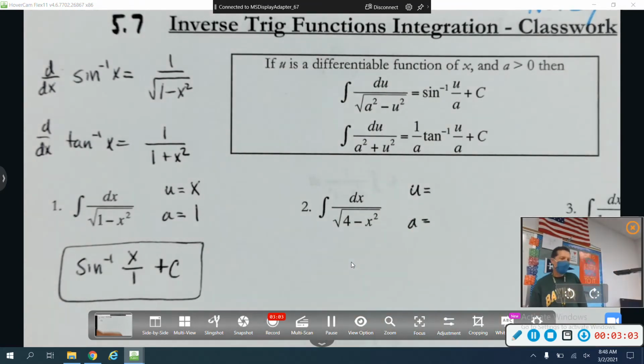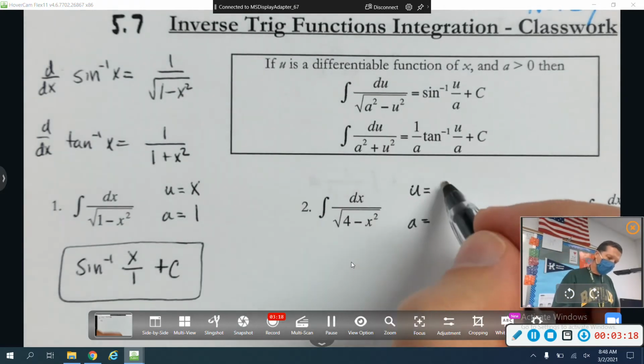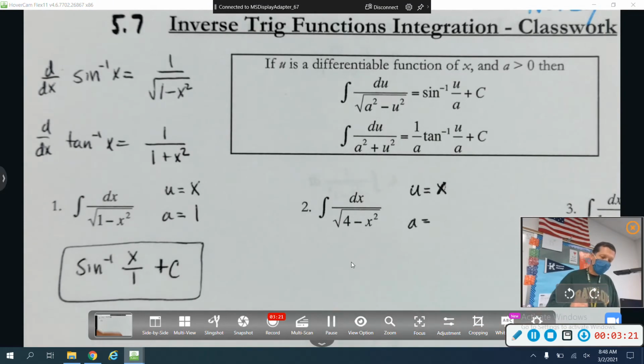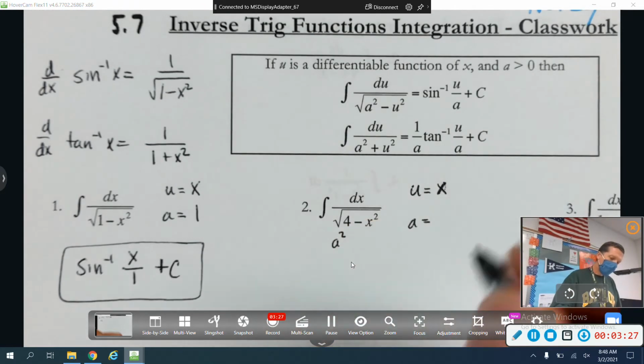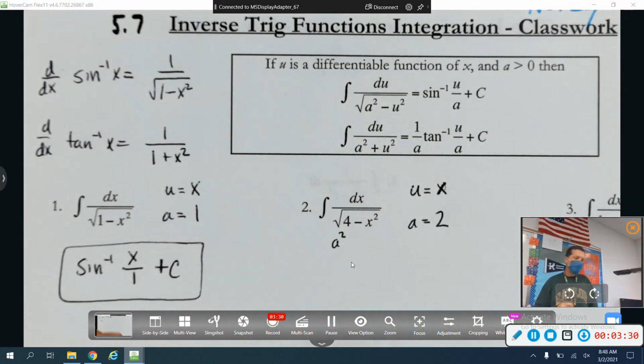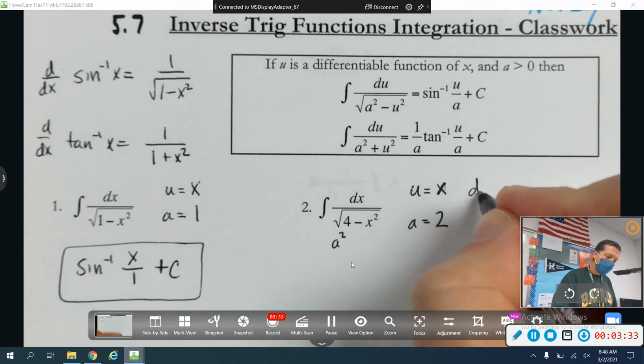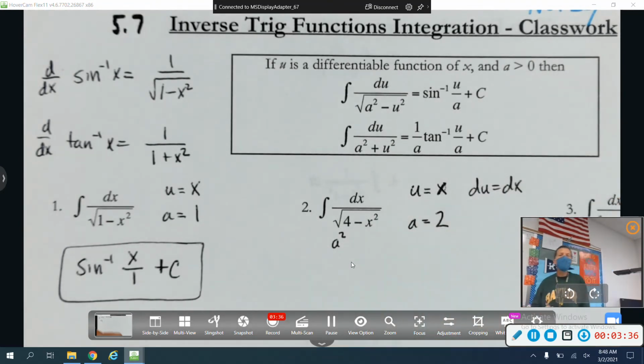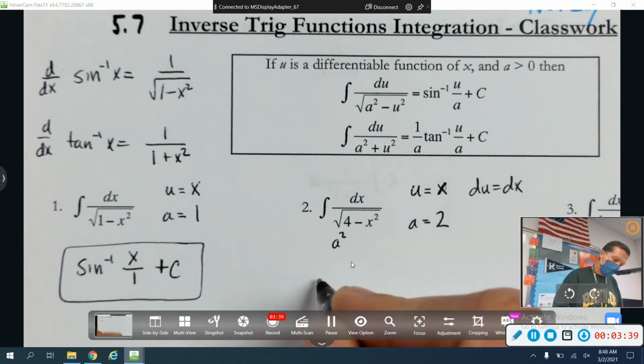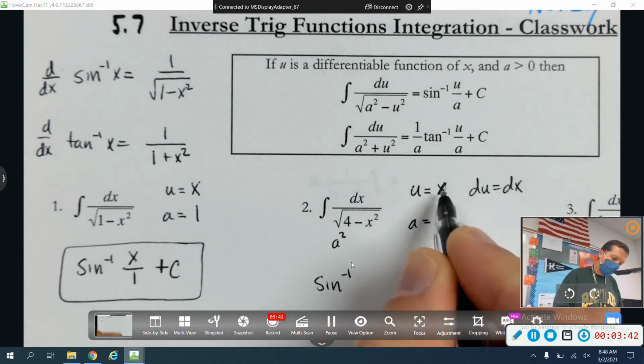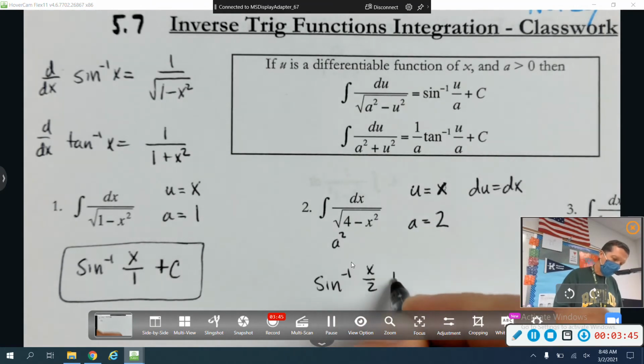All right, look at number 2. Does that look like inverse sine or inverse tangent? Oops, I heard both there. Sine, because it's got the square root. So who's in the role of u? Starring as u is x, and in the role of a is 2. So be careful, that's a squared right there. So a is 2. And I don't really have to worry about the chain rule. I guess I could write it down. du is dx, so that's fine. So this is inverse sine of u over a, x over 2, plus c.